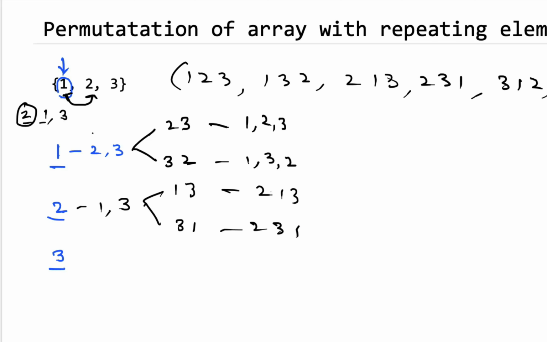Similarly, we fix the third element at the first position, which means that we will swap the first and the third element, and then we print the permutations of the rest of them. So when we print the permutations of 2 1, the permutations will be 2 1 and 1 2. So the first path will print permutation 3 2 1 and the second path will print permutation 3 1 2.